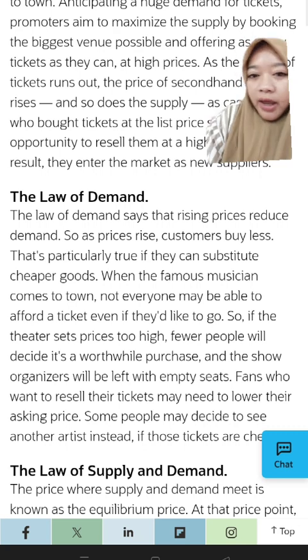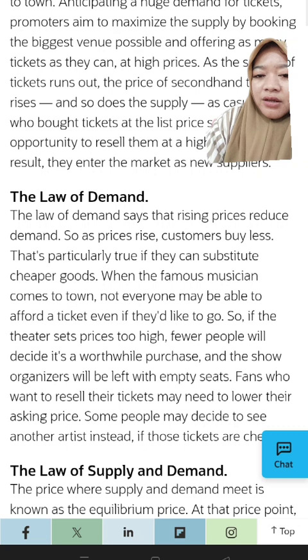And then there is the law of demand. The law of demand says that rising prices reduce demand, so as prices rise, customers buy less. That's particularly true if they can substitute cheaper goods. When a famous musician comes to town, not everyone might be able to afford a ticket even if they would like to go.